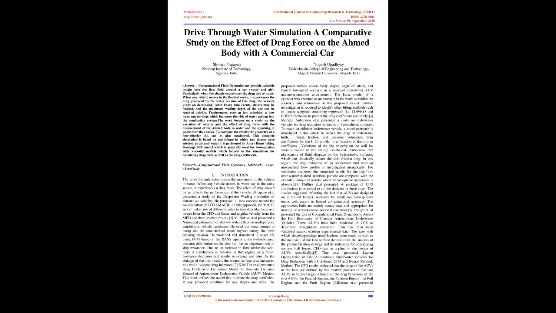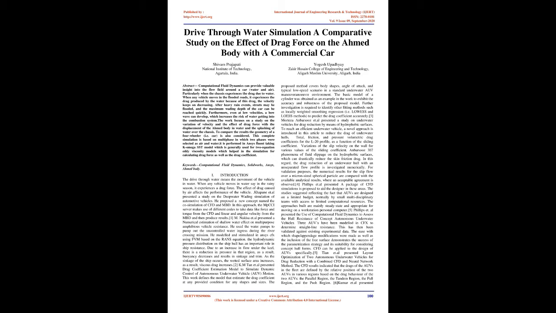The hydrodynamic pressure distribution on the ship hull has an important role in ship resistance. Due to an increase in flow under the keel, there is a reduction in pressure in that region. As a result, buoyancy decreases and results in sinkage and trim. As the sinkage of the ship occurs, the wetted surface area increases. As a result, viscous drag increases.